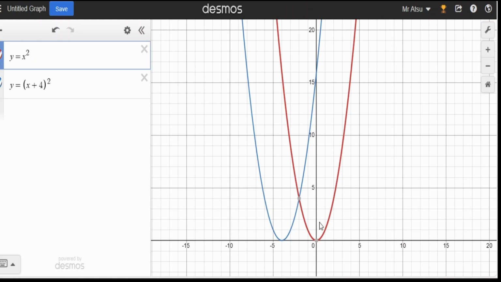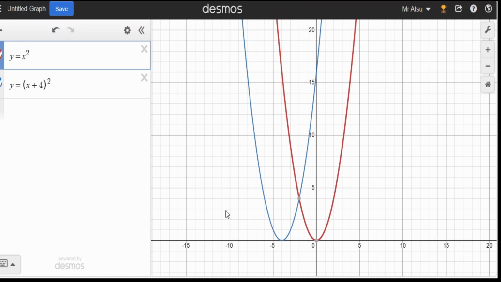So the red one is the parent function, and the blue one is a new one that we've done. A positive 4 here means that the graph has moved to the left 4 units, and we can see that. So this is the vertex of our graph, and you can see that it has moved to the left 1, 2, 3, 4 units.